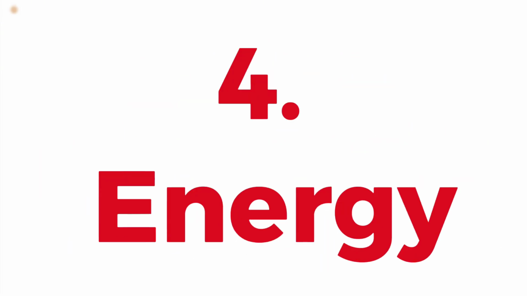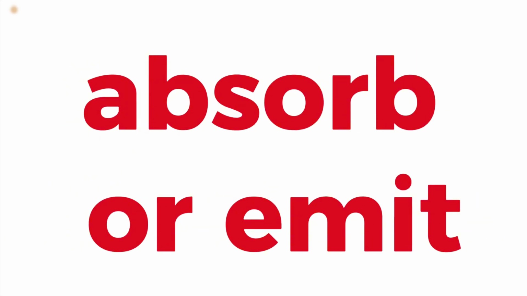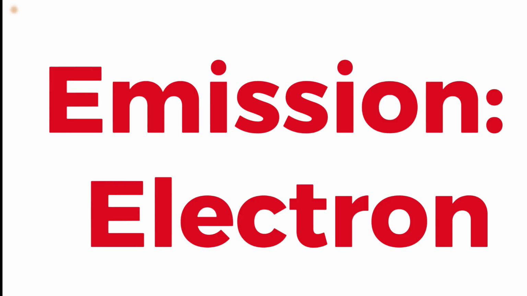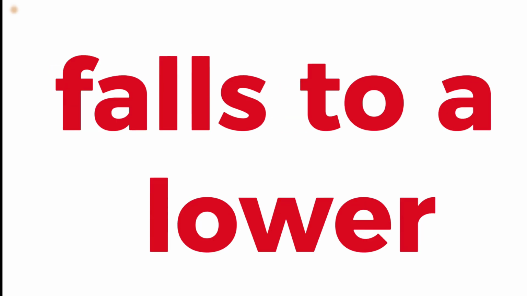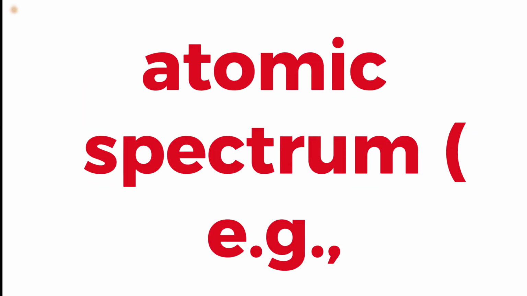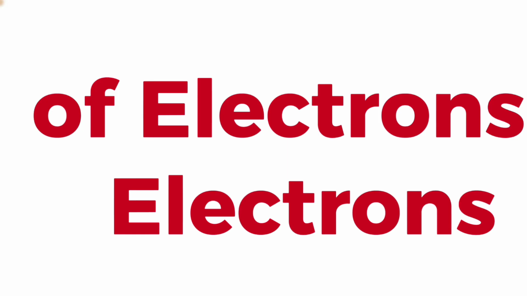4. Energy transitions and spectra. Electrons absorb or emit energy when they move between energy levels. Absorption: electron jumps to a higher level by absorbing energy. Emission: electron falls to a lower level, releasing energy as light photons, forming an atomic spectrum, for example, hydrogen emission lines.